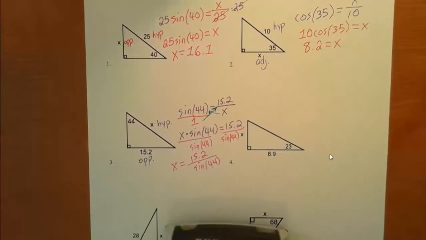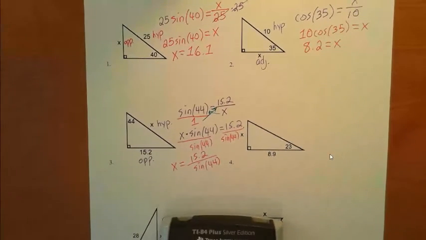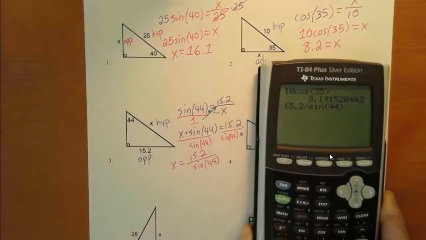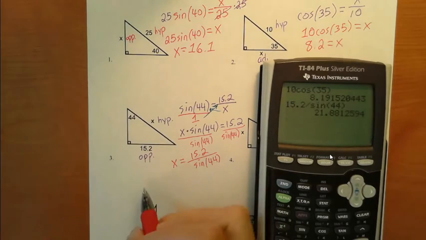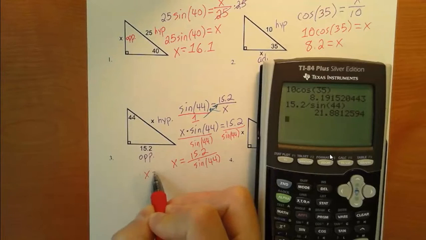So we can put that into our calculator, 15.2 divided by the sine of 44. And notice how I am putting that into my calculator. You don't need to have any extra parentheses. You can put it in exactly as is. And you can see our answer ends up being that x is equal to 21.9.